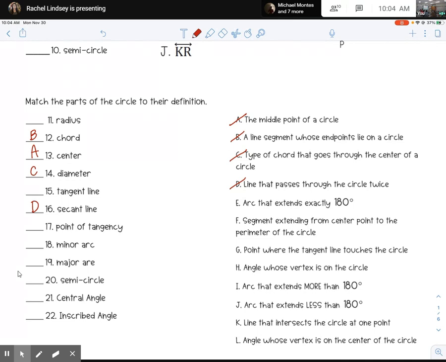Okay, so what is an arc that extends exactly 180? Is that a minor arc, a major arc, or a semicircle? Semicircle. Okay, a segment that extends from the center point of the circle to the perimeter. So from the center to the side, a radius. Okay, the point where the tangent line touches is called the point of tangency. So number 17 is G.